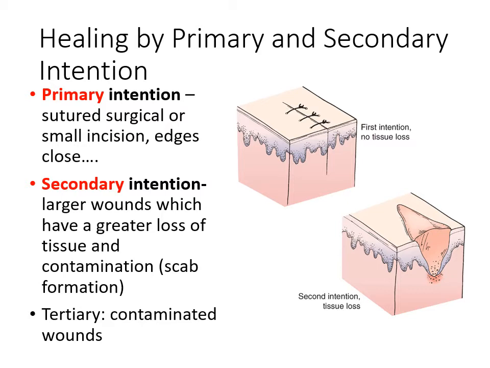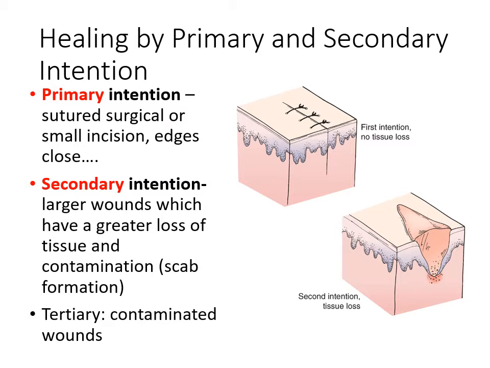Secondary intention is often for larger wounds, which have even more tissue loss, and they can be left open to heal. And with secondary intention, the wound heals from the bottom up. Okay, so the fibroblasts will start producing collagen at the bottom of the wound, and it will gradually just fill the wound. Okay, so why would we leave a wound open?